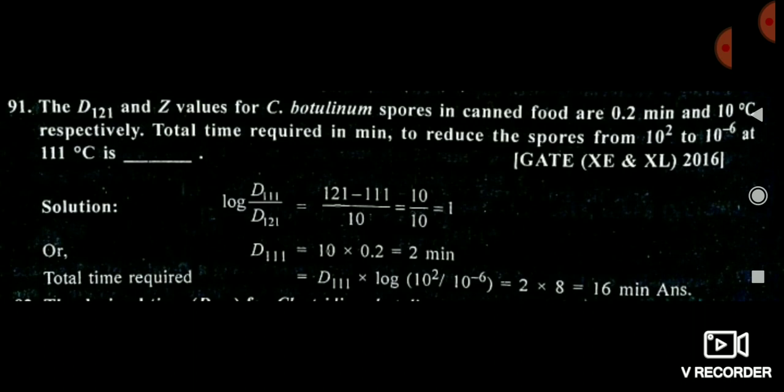So you calculate the D11 value, that is 2 minutes. And friends, after this the question is going to be very easy. All of you know that processing time F is equal to D111 into log base 10 of N naught by N, where the spores are reduced from 10 to the power 2 to 10 to the power minus 6. N naught value is 10 to the power 2 and N value is 10 to the power minus 6. You put all these values, you can get your answer, 16 minutes.